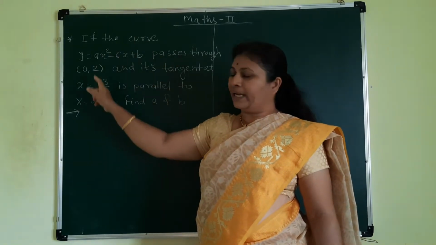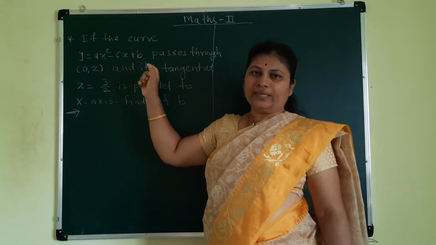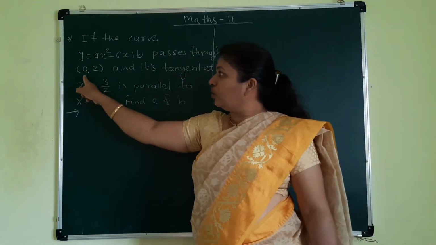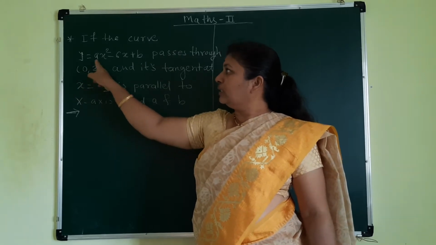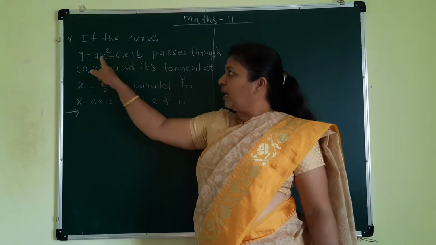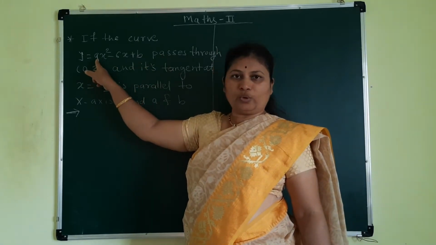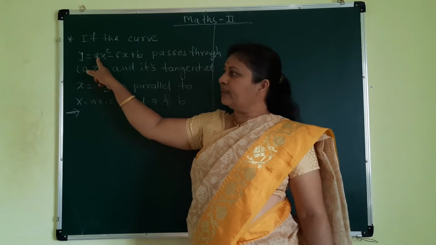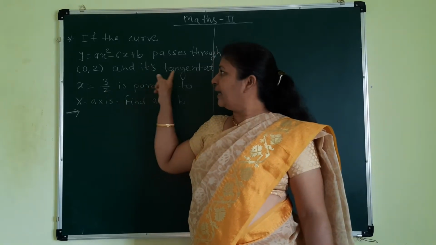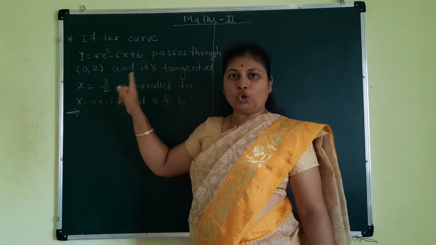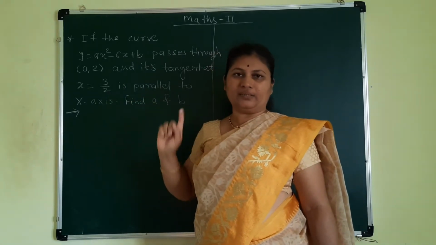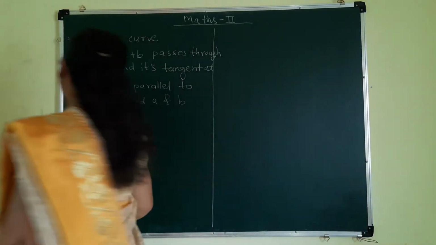So, looking at the example, we can decide that if I put x is equal to 0, y is equal to 2 in this equation, I will get one equation in a and b. And one more, I will differentiate this with respect to x, that is, I will get dy by dx. Then dy by dx at x is equal to 3 by 2, tangent at this point, will give me the slope. Since the tangent is parallel to the x-axis, the slope of that tangent will be 0.